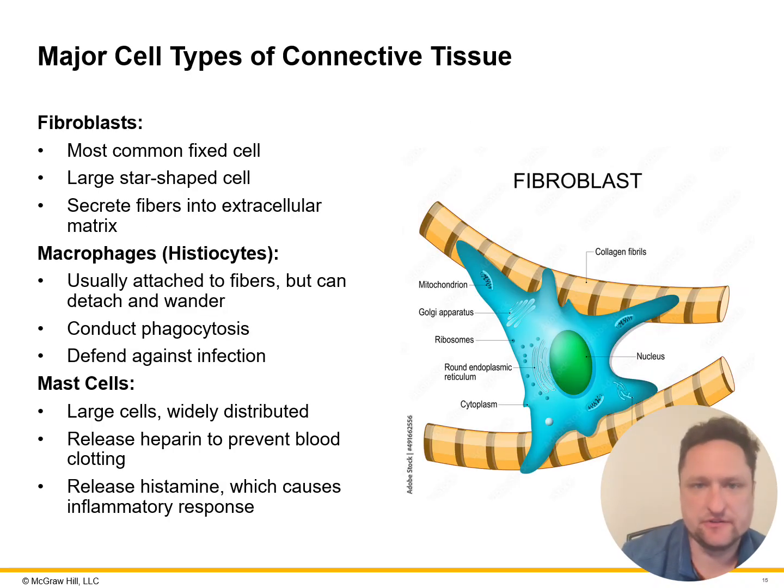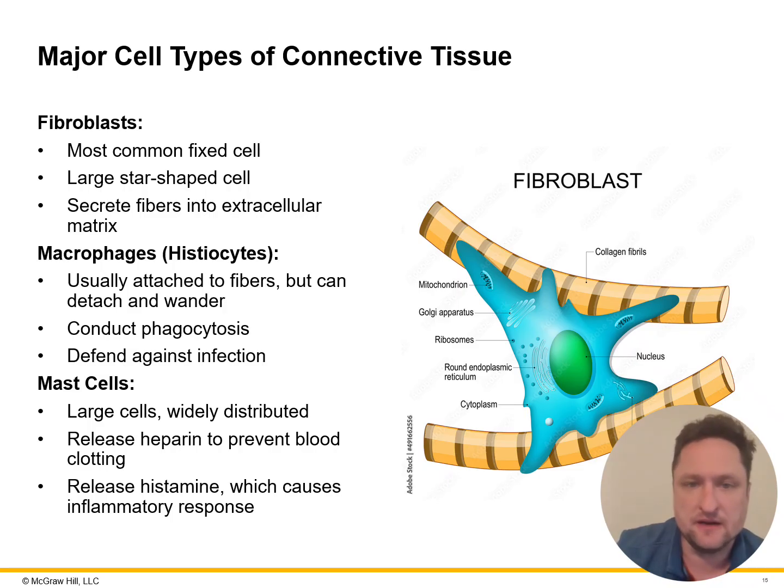So, the major cell types found in connective tissue. Connective tissue contains a variety of cell types, and each of them performs specialized roles that maintain homeostasis. The most common of these types are called fibroblasts. Now, these are large star-shaped cells responsible for secreting protein fibers and the ground substance that form the extracellular matrix. You see a great picture of these right here. You can see the star shape, an actual visual of what I'm describing.